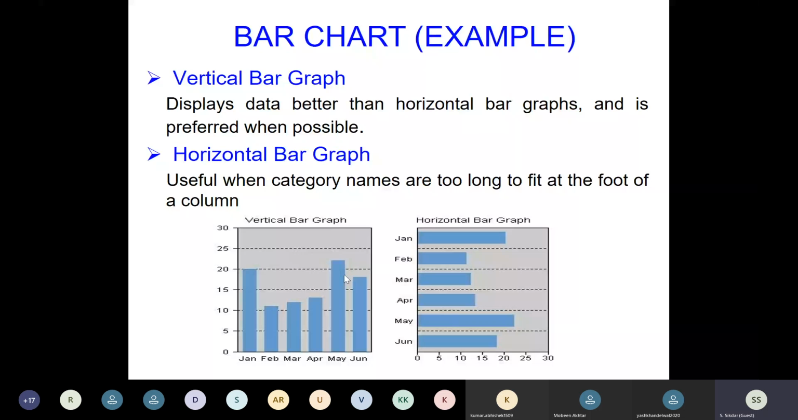So I can give you bar charts in the form of a vertical bar graph, or I can put it in the form of a horizontal bar. Vertical displays data better than horizontal bar graphs, so that's why people prefer it. Why do we plot it vertical? Because in front of our eyes, it looks vertical, and it looks okay.